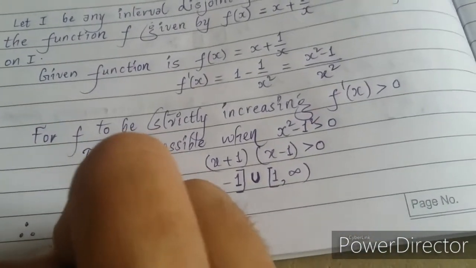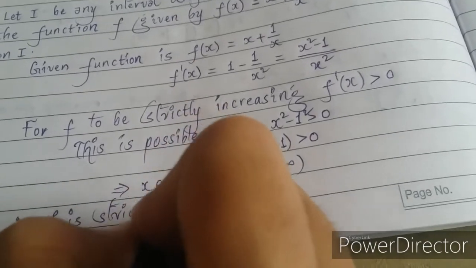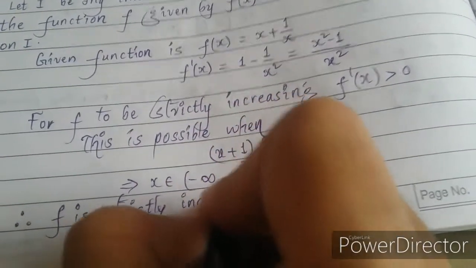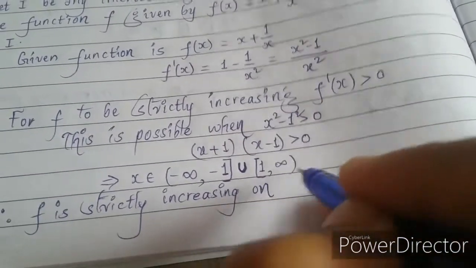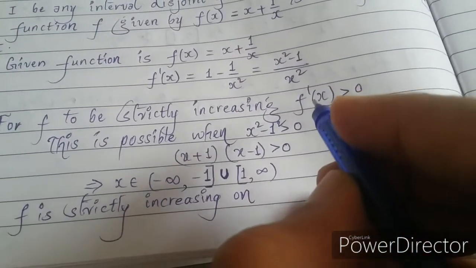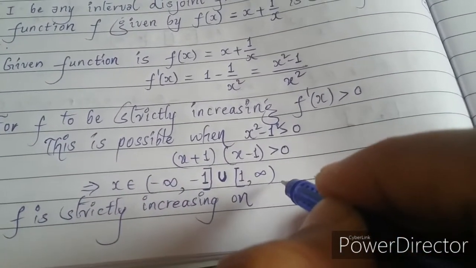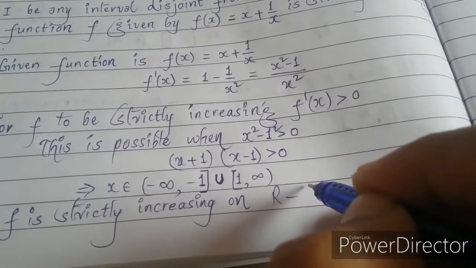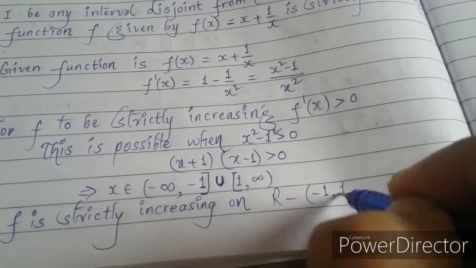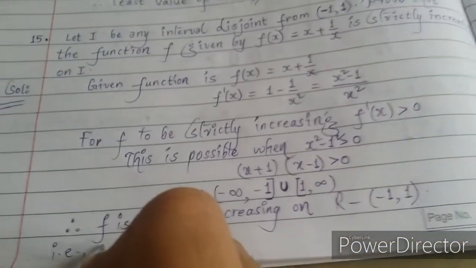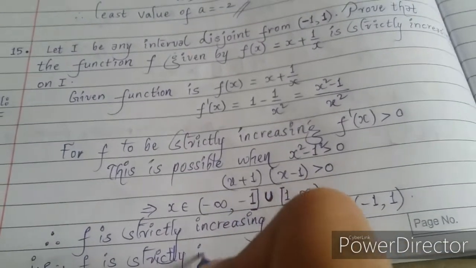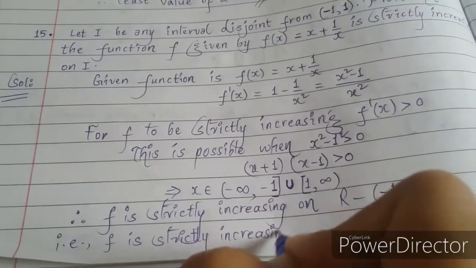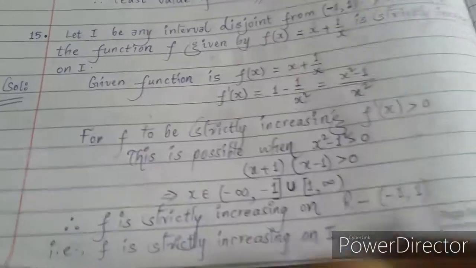Therefore f is strictly increasing on R minus of minus 1 to 1. That is, f is strictly increasing on I.